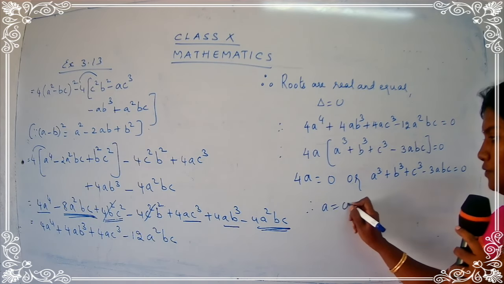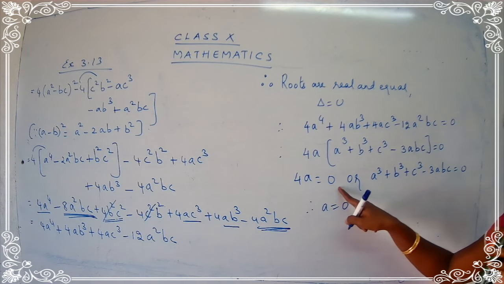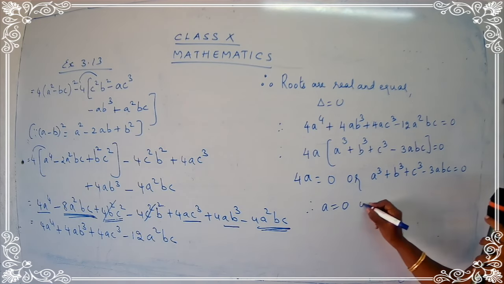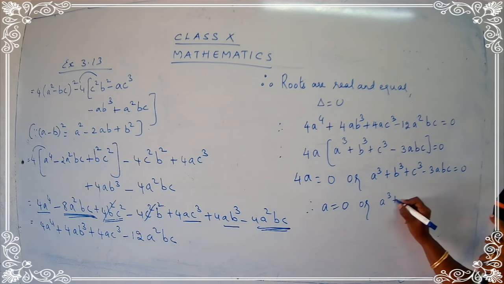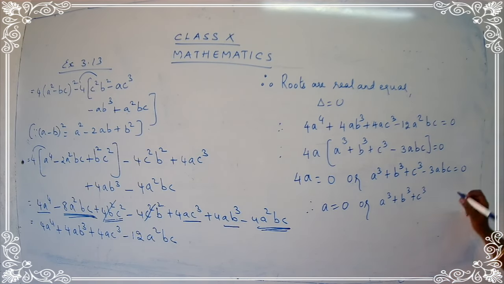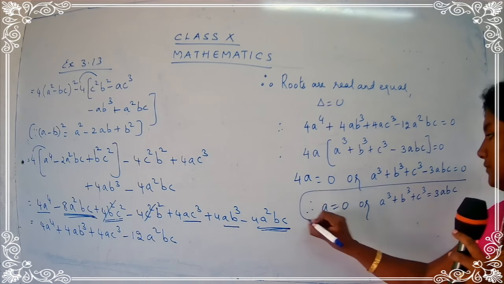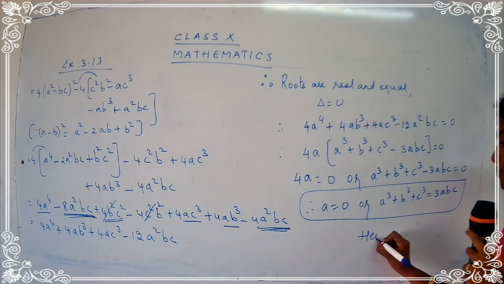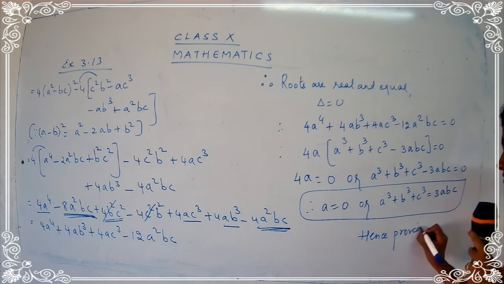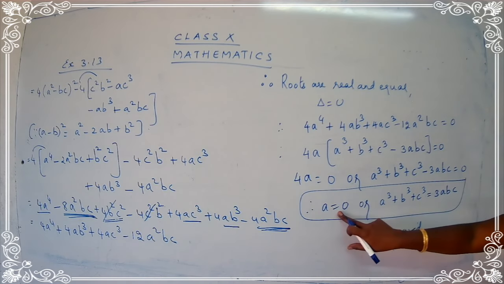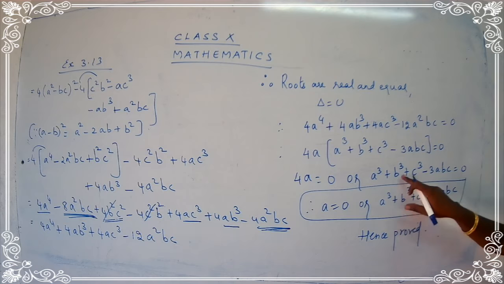Therefore, a is equal to 0. The 4 goes down, so 0 upon 4 is 0. A is equal to 0 or a cube plus b cube plus c cube minus 3abc is equal to 0. When minus 3abc goes to this side, it's plus 3abc. So I get a cube plus b cube plus c cube is equal to 3abc. See, children, we have proved the part, hence proved. So a is equal to 0 or a cube plus b cube plus c cube is equal to 3abc. This is what we have to prove.